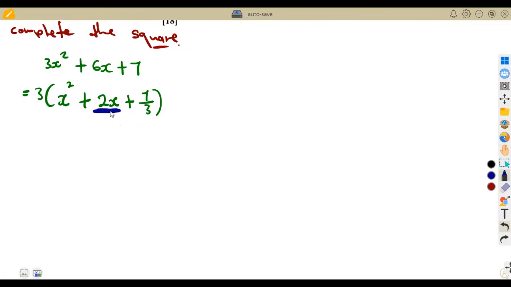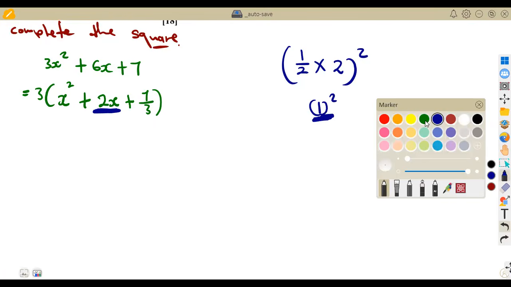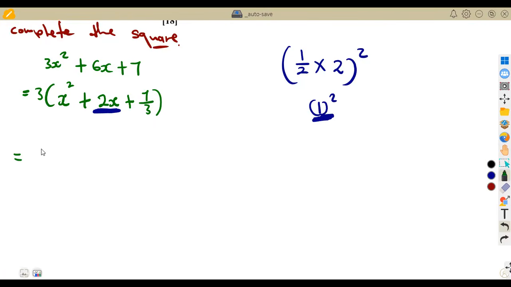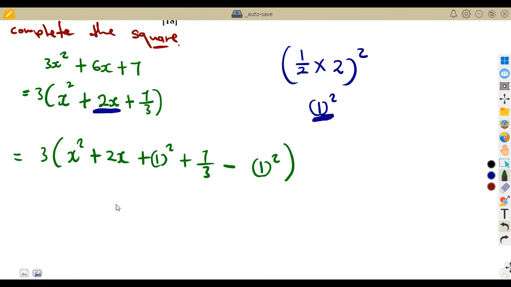This is our x here, which is 2x. So you determine half the coefficient of that x, then you square it. Half of 2 is 1, so it's 1 squared. This square, we are supposed to add it and also subtract it on this expression. So this is it: 3 into x squared plus 2x, we add the square, which is 1 squared, plus 7 over 3 minus the square of 1. Okay, so this is it.